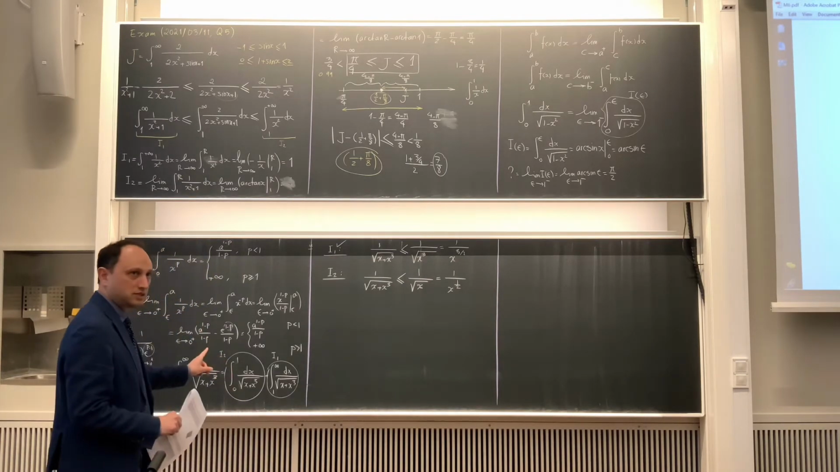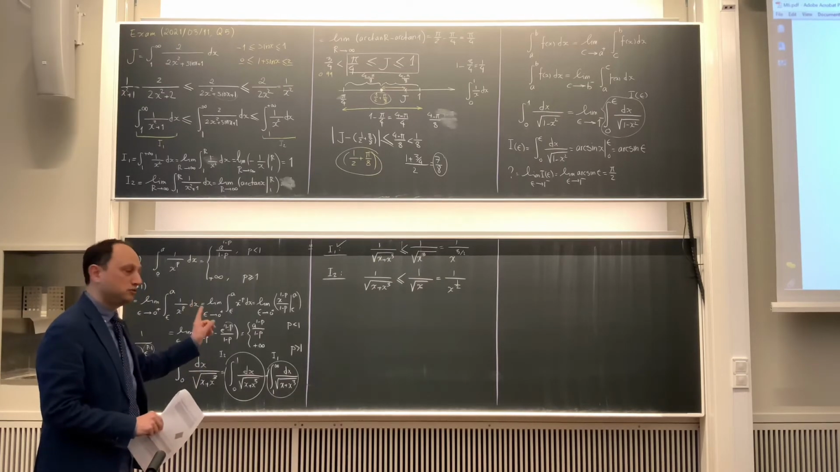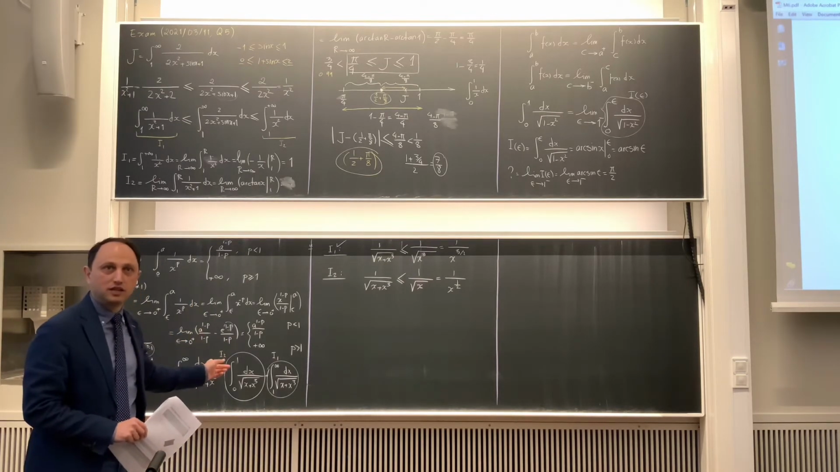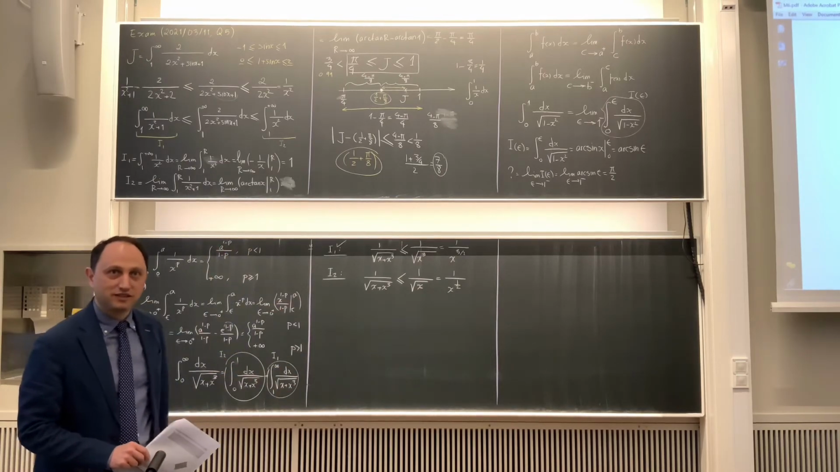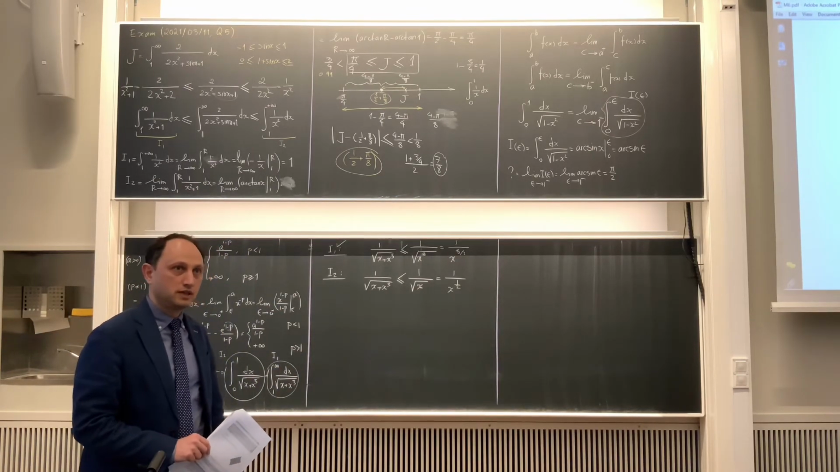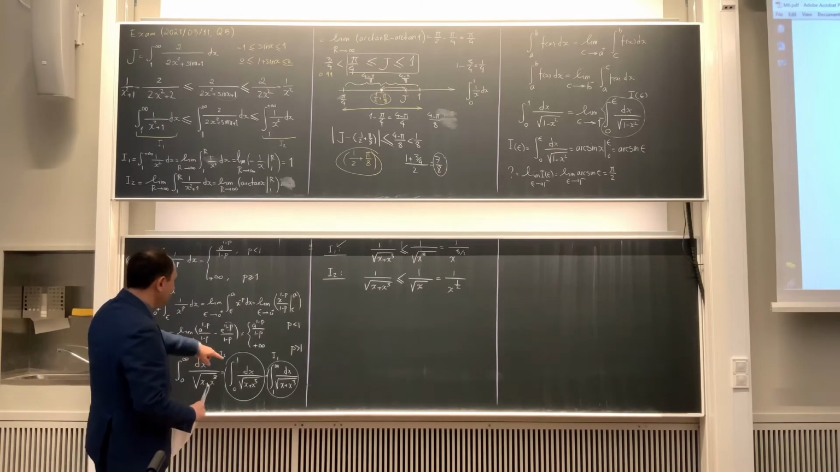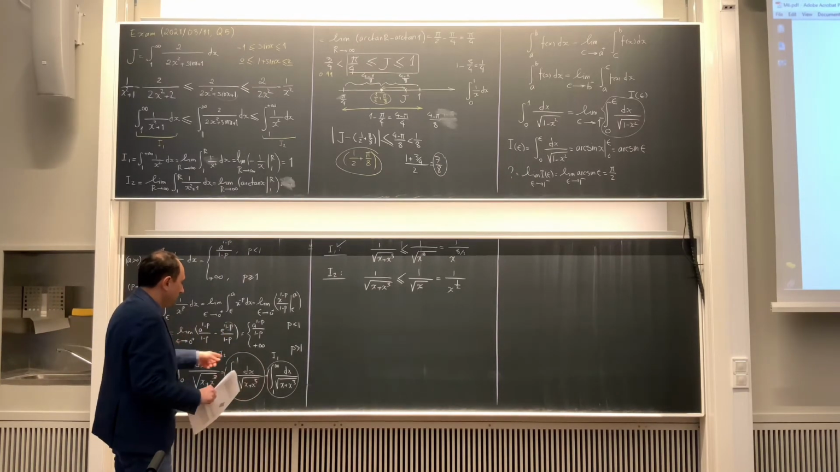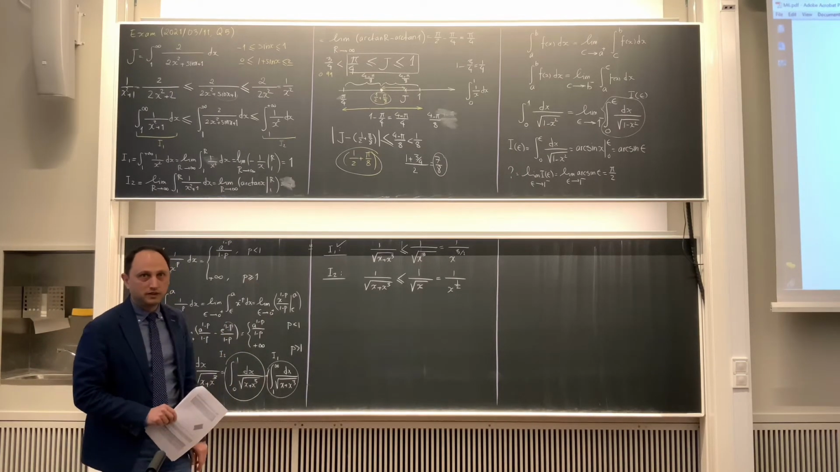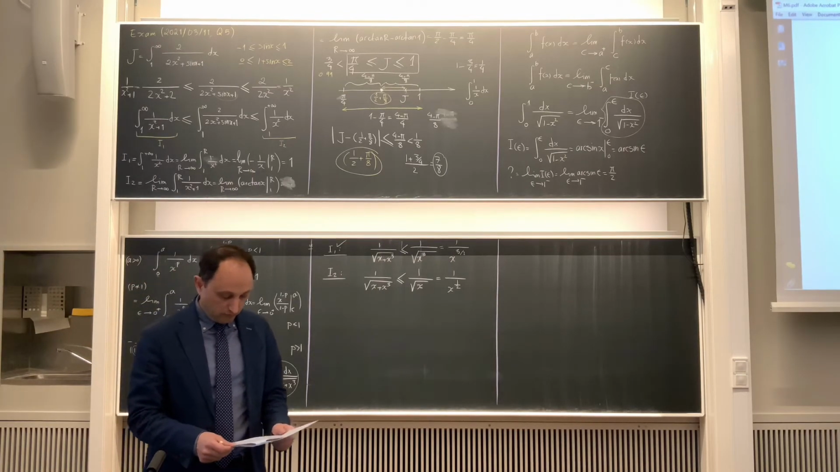If at least one of them is divergent, you don't even bother to investigate the other one. You just stop and say that the integral is divergent. But if one of them is convergent, you cannot immediately conclude anything. You have to do the other one as well. Okay. Any questions?